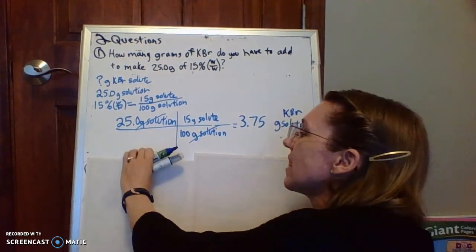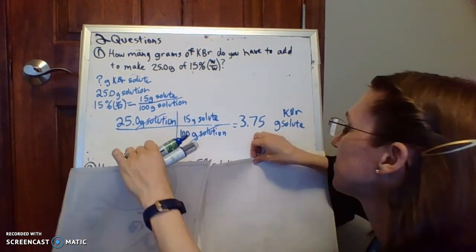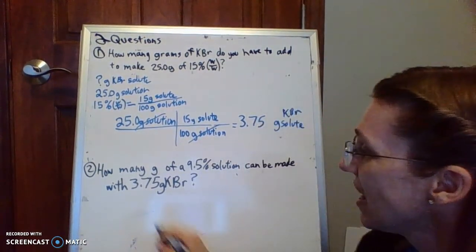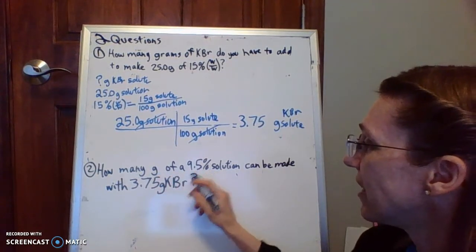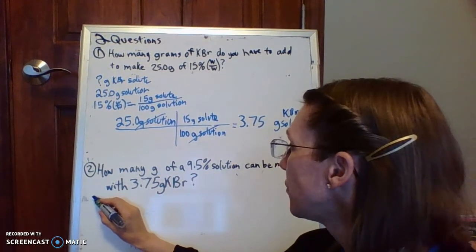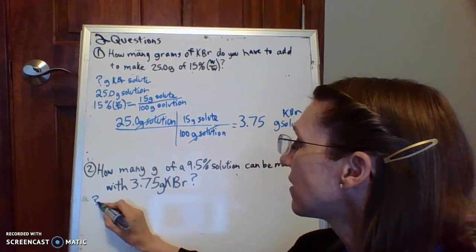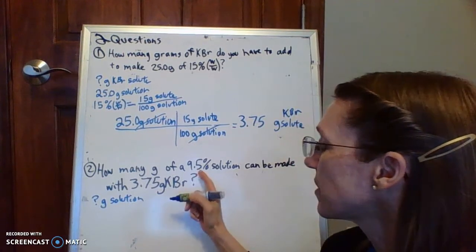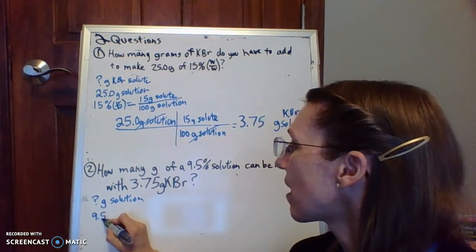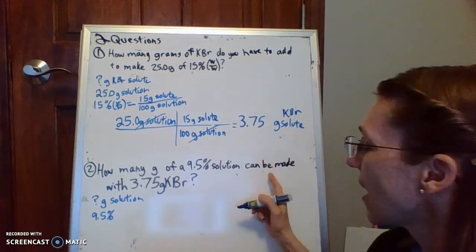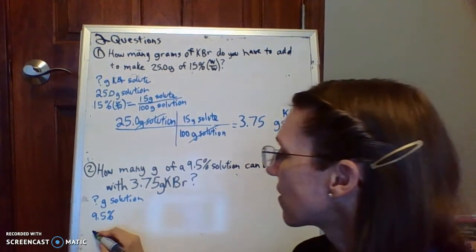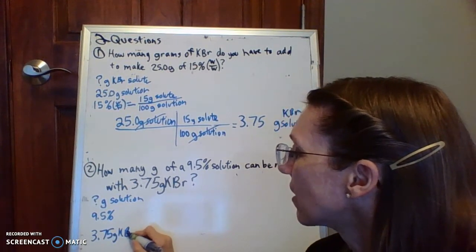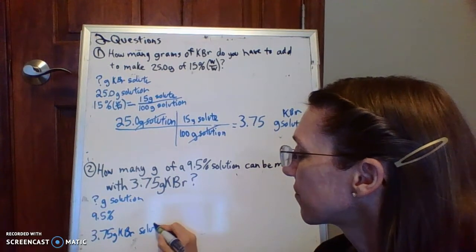Okay. Now we're going to go ahead and do another problem. This time we're going to look for something a little different. It asks for how many grams of a 9.5% solution. So here we want the grams of solution. Now the solution happens to be 9.5%, and it asks, can we make with 3.75 grams of KBr. Our KBr is our solute.